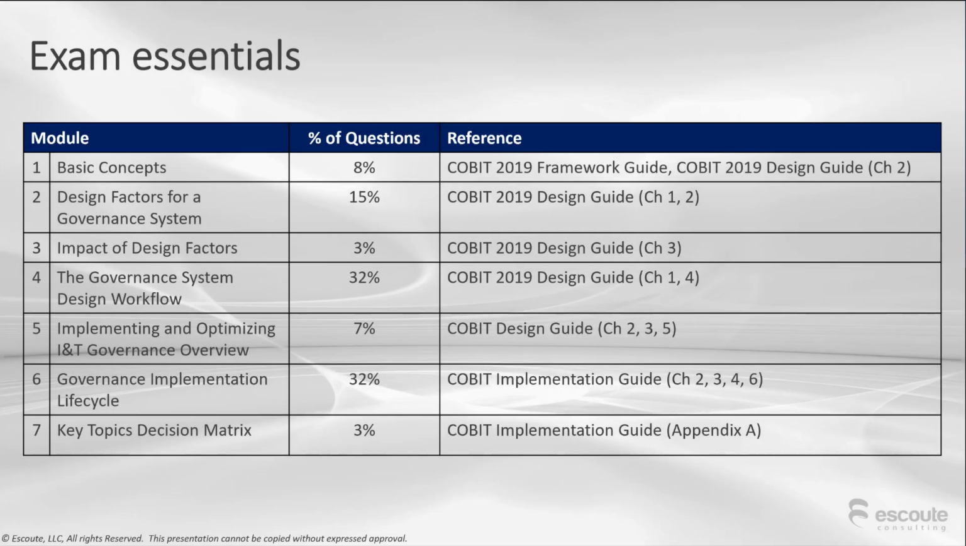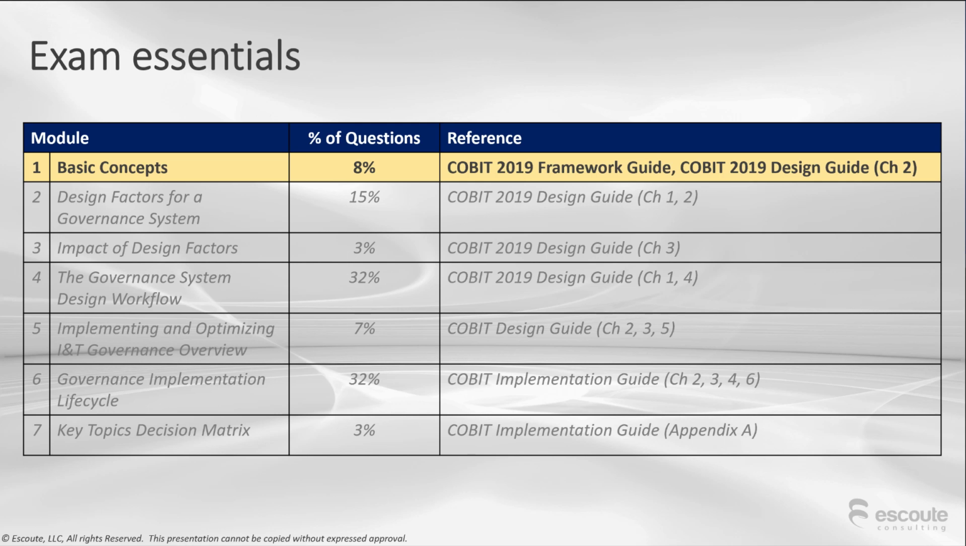What you're looking at here are the domains or the modules covered in a Design and Implementation course, as well as a structure from which the exam questions will be allotted. Basic concepts, about 8% of the questions will be there. Most of that is coming from the COBIT 2019 Framework Guide. You can usually find that in Chapter 2. Design factors for a governance system, about 15% in the Design Guide, the first 2 chapters. Impact of design factors, about 3%. It's a little bit smaller here, so you'll see that in the COBIT 2019 Design Guide.